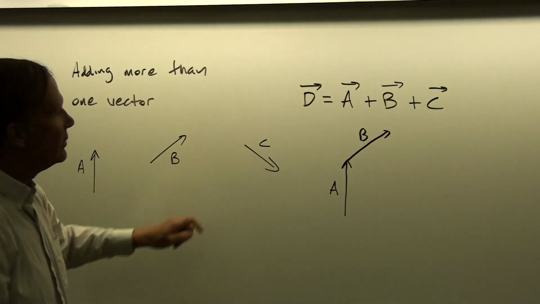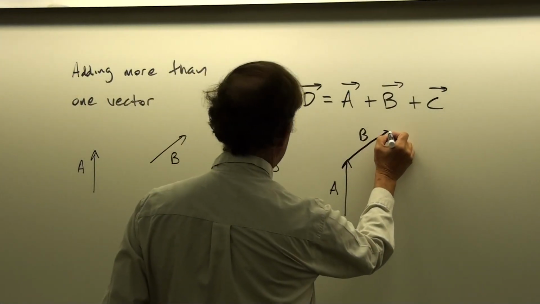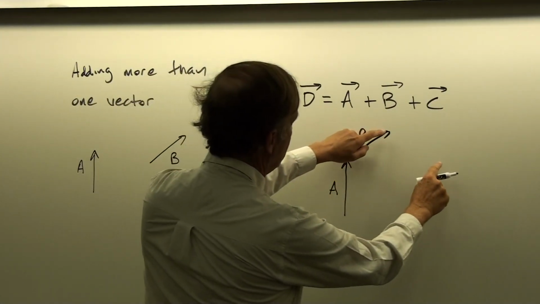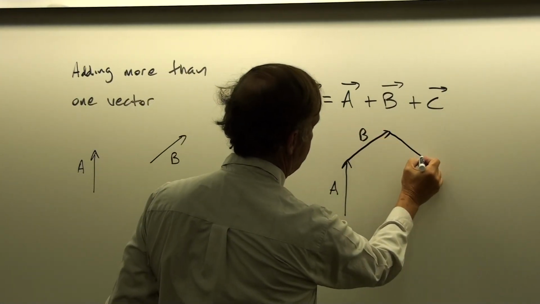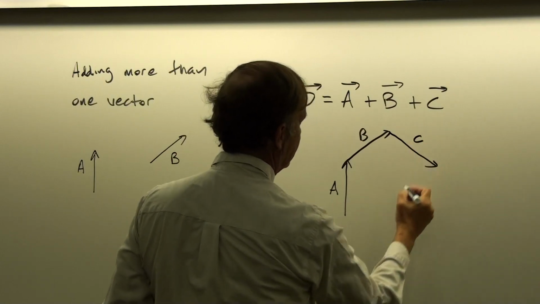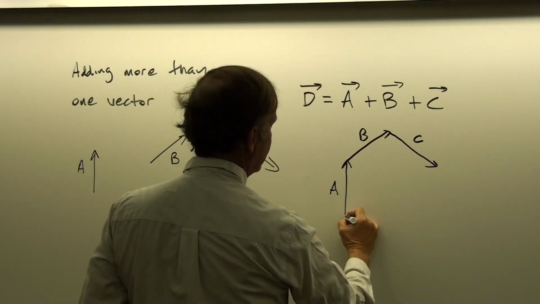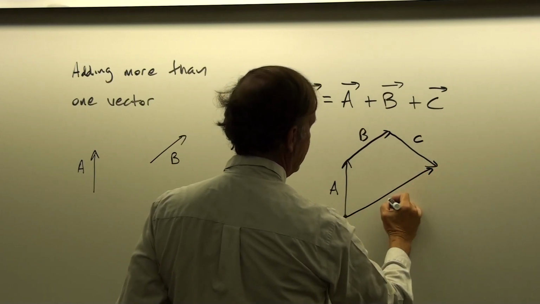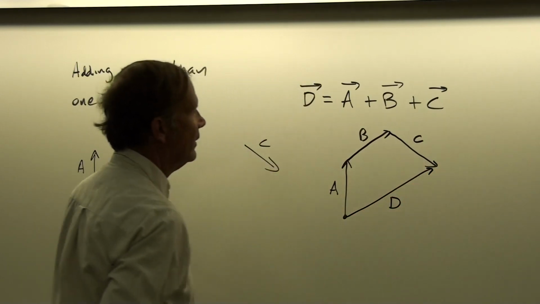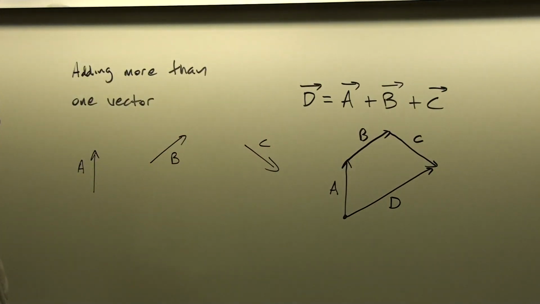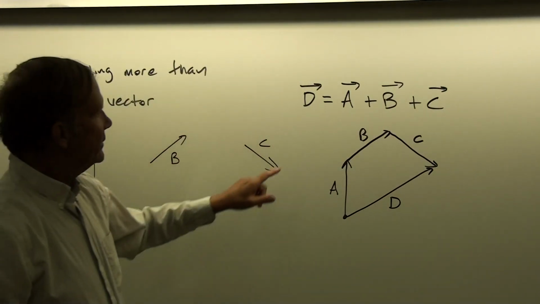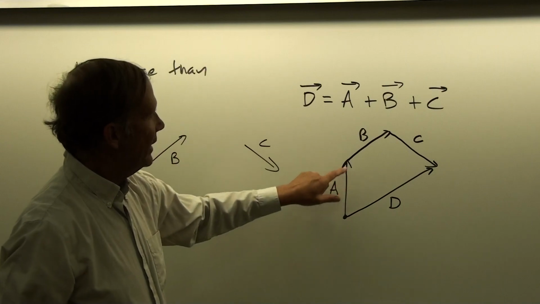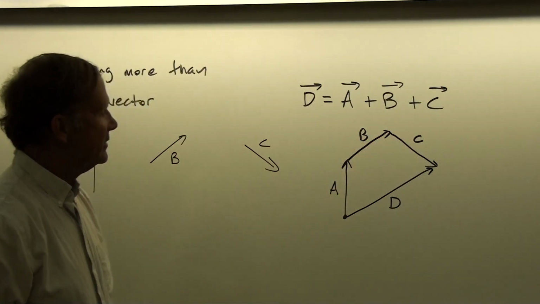But now we're adding a third vector, C, so we'll move that parallel to itself, like that. And then our D vector will go from the tail of the first to the head of the last vector, like that. And so then this would be the vector sum of A plus B plus C.